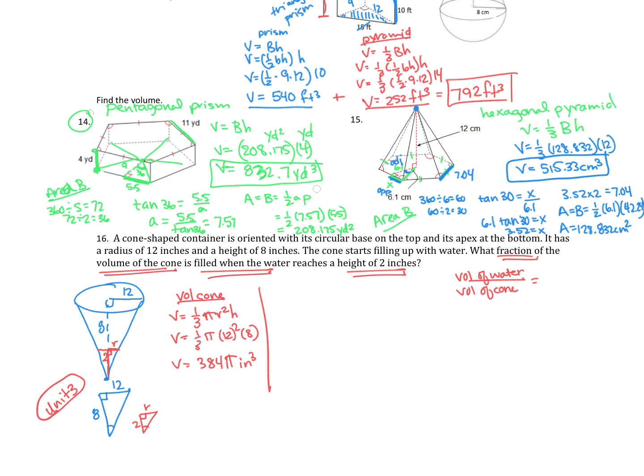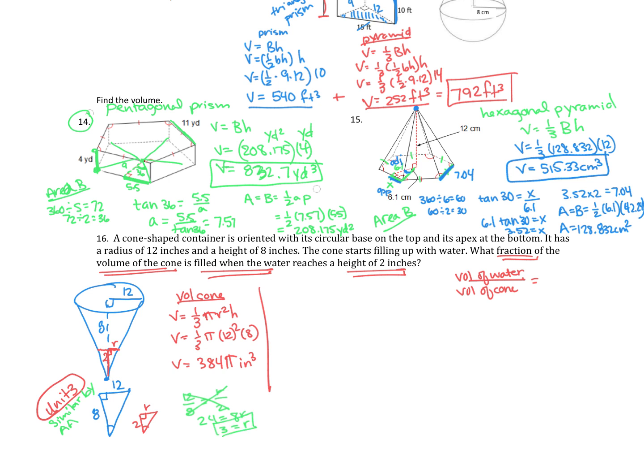Let me get a different color here. Both these triangles would be similar by the angle similarity theorem. So I could write a proportion, and I could solve that proportion. I could write it several different ways, but I'm going to write, let's say, 12 over 8, my radius over my height, equals my r over 2. I'm going to cross multiply and get 24 equals 8r, divide by 8 and get 3 equals my radius.